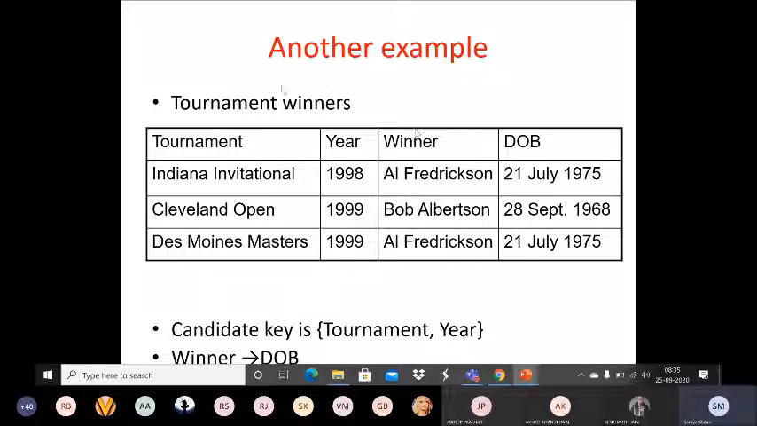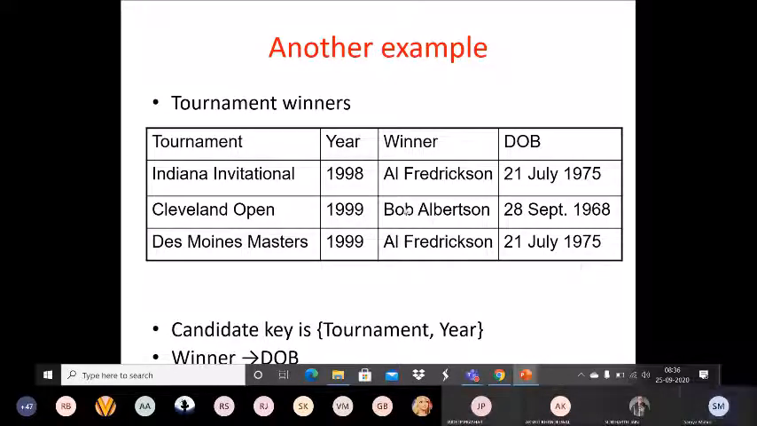So this example is all about tournament winners. So think one tournament happened. I don't know these people. Do you know from which play their name has been taken? I don't know. So it's a foreign book, maybe any tournament. So think about Indiana Invitational, then Cleveland Open. I think it's from lawn tennis, maybe. So these are three tournaments. These are the years, these are the winners, and these are their date of birth.